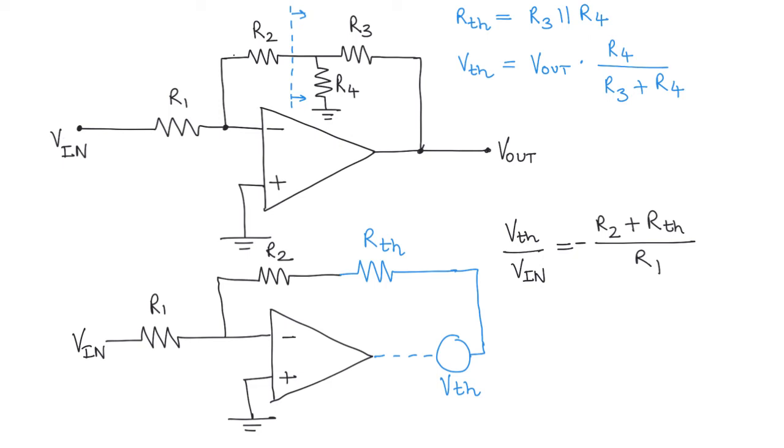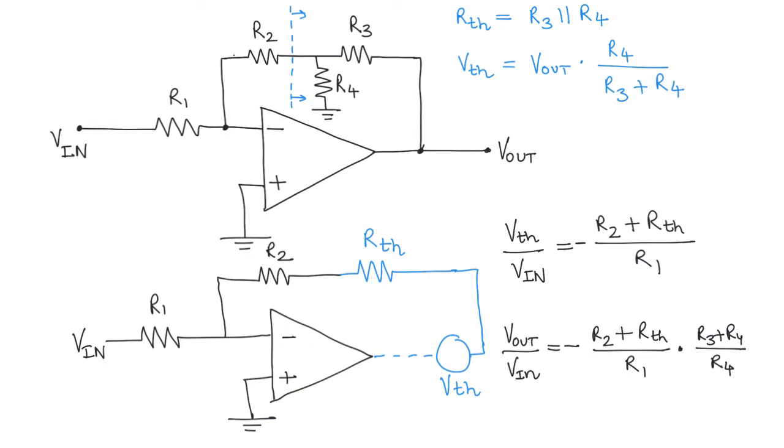Okay, and now you can substitute back for VTH from the equation that is there here, and then you will get the relationship between V out and VTH. So let's do that. If we do that, what we get is V out over V in equal to minus R2 plus RTH over R1 times R3 plus R4 over R4.